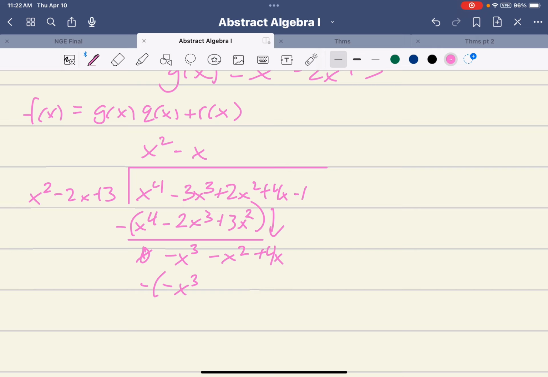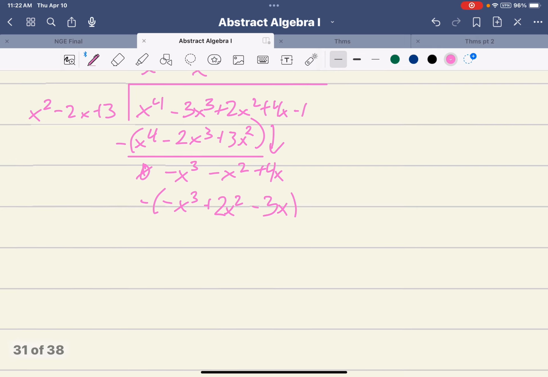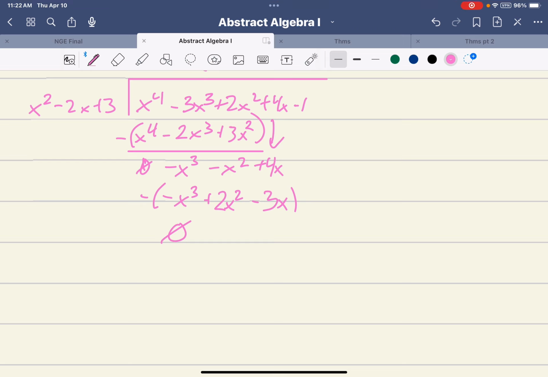So I have negative x, and that gets me a negative x cubed. And then I'm going to have a positive 2x squared, right? And then I'm going to have a negative 3x. So these become 0. That becomes negative 3x squared because I'm subtracting the 2. And then I'm going to end up adding the 3, so that becomes 7x.